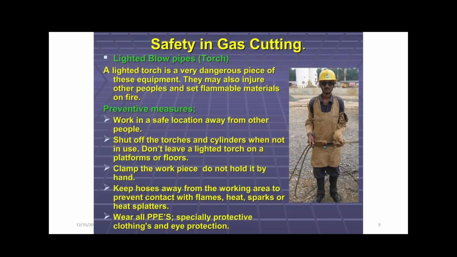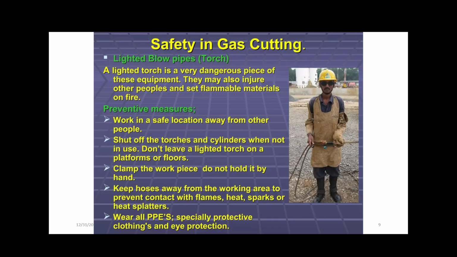Right, then the lighted blowpipe torch. Now a lighted torch is a very dangerous piece of equipment, so it may also injure other people and set flammable materials on fire. So you need to prevent it by taking preventive measures. You need to work in a safe location away from other people. Ensure you shut off the torches and cylinders when not in use. Don't leave a lighted torch on a platform or floors.